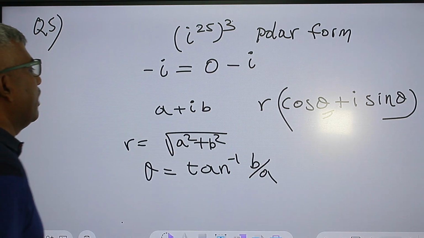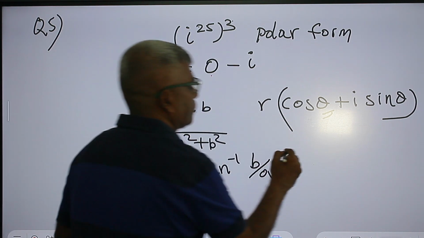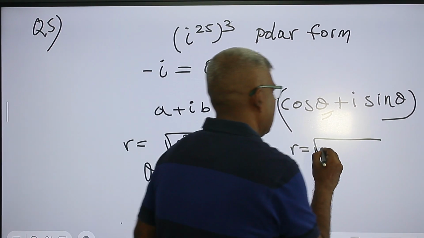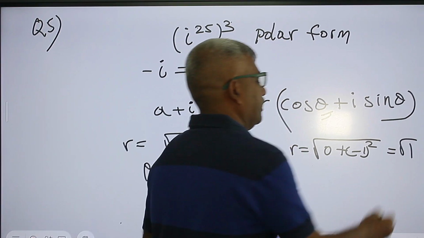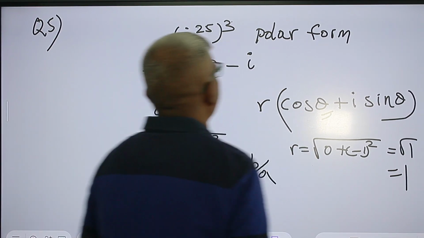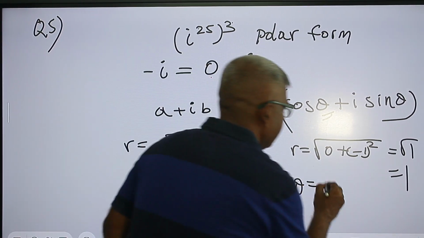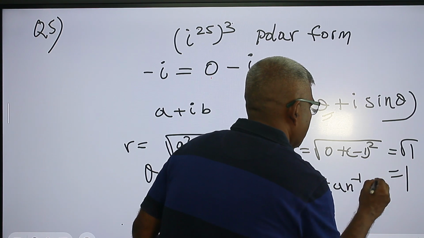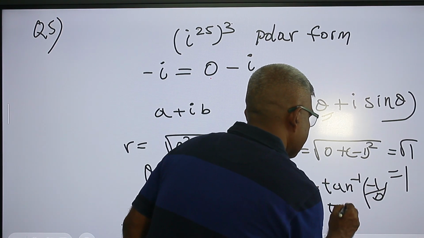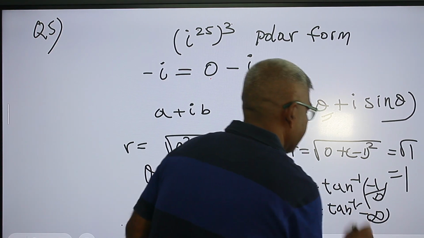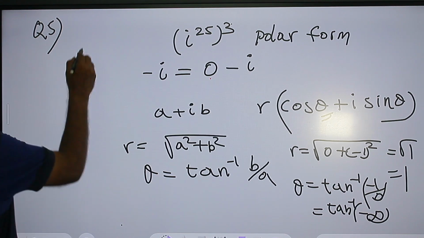Okay. Now R. A is 0, B is minus 1. So R is equal to square root of 0 squared plus minus 1 squared. It is square root of 1. It is 1. Okay. What is theta? Tan inverse minus 1 by 0. Minus 1 by 0 means it is tan inverse of minus infinity. When will tan be minus infinity?